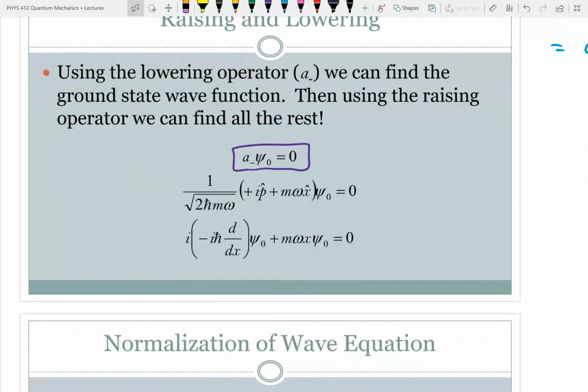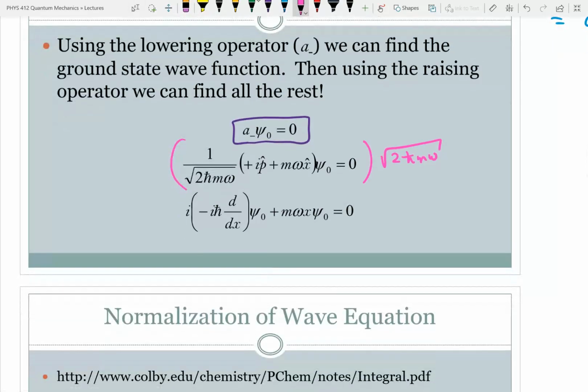And then substituting, well, first, notice that I just multiplied everything by square root of 2 h bar m omega. Because why not? It's equal to 0. Let's get rid of the constant out front. And then I substituted in what the momentum operator is, so minus i h bar d/dx. And we have ourselves a first order differential equation. And this is one that I'm sure, being a month into the semester almost, you can solve.